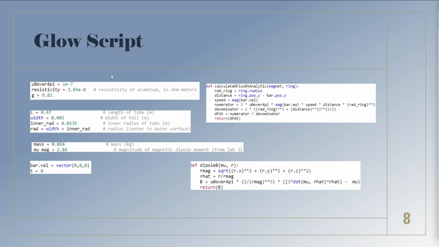So here is our GlowScript code. We plugged in our initials. Then we had to use the dipole formula, which is mu over 4 pi epsilon naught, times 1 over r cubed, times our B, which was from our lab 3. And we calculated the flux using the flux equation.